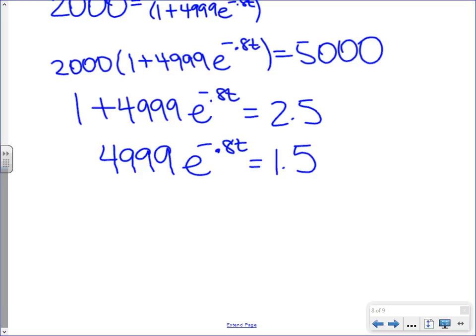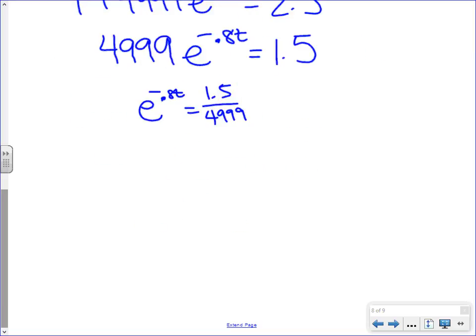Before we can change to logarithmic form, the base to a power has to be isolated. So we need to divide that 4,999 over. I would just write it like that until you can put it into your calculator. I don't like how that looks, the decimal inside of a fraction, but I would not put it in your calculator and then round it because you're going to have to use it again later. So just leave it like that.